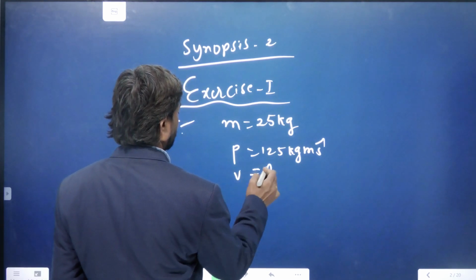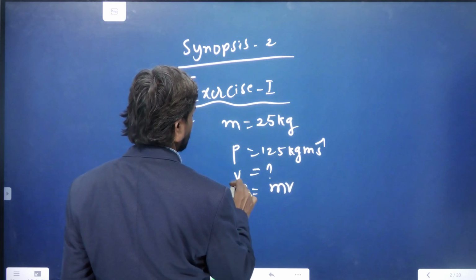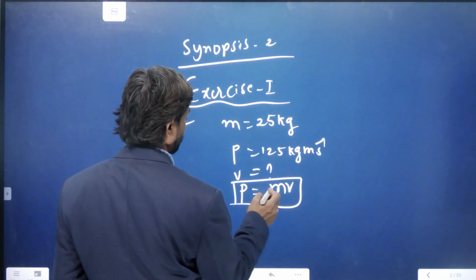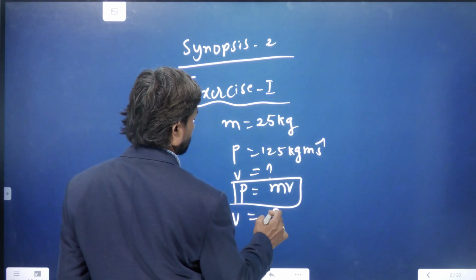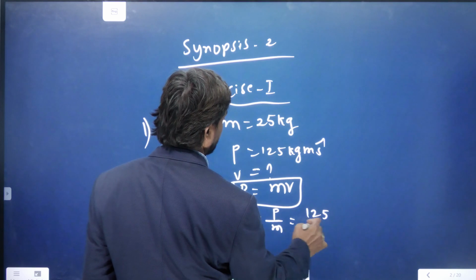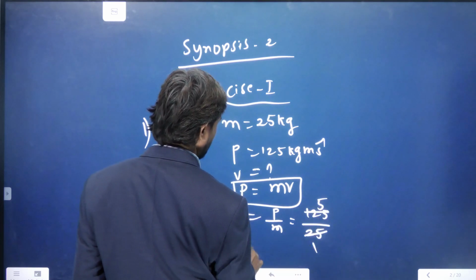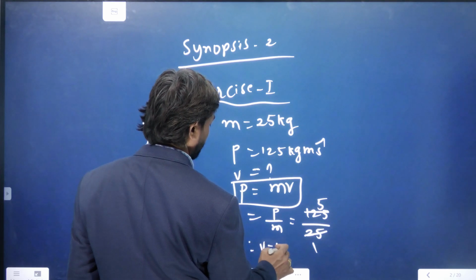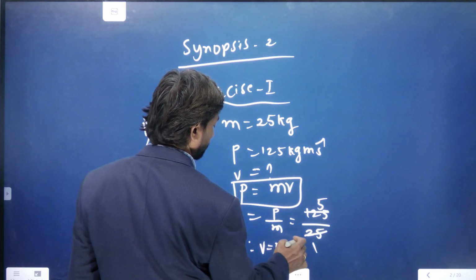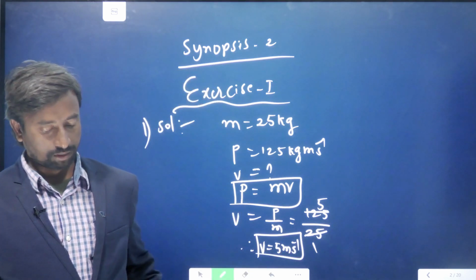So what formula can we use here? Linear momentum is nothing but mass into velocity. So to find the velocity we can write P by M. P is 125, divided by the mass 25, so therefore V is equal to 5 meter per second.